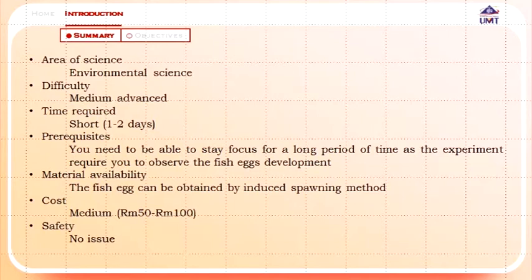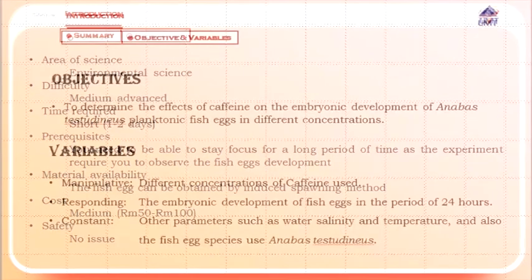It has medium advanced difficulty, not that hard to do, but it also requires short times only, like 1 to 2 days. But to do this, you need to be able to focus for a long period of time because the experiment needs you to observe the fish eggs development. So to get the materials, you need to do ideal spawning to get the fish egg. And it's not that expensive, just 50 to 100 ringgits, and it's a safe experiment to do. So you can probably do it at home.